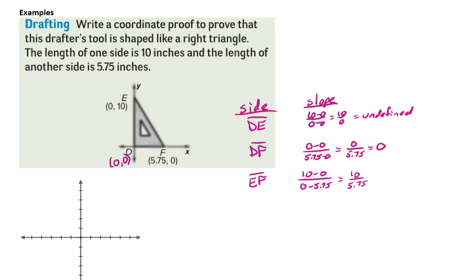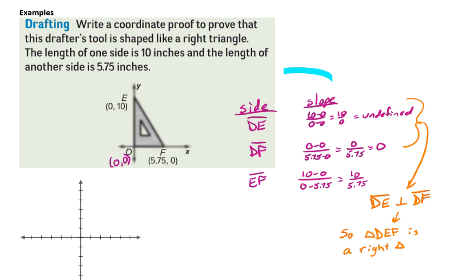And what I can tell from this is that segment DE is perpendicular to segment DF. So that means I have a right angle, and triangle DEF is a right triangle.